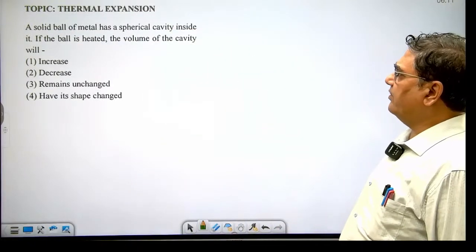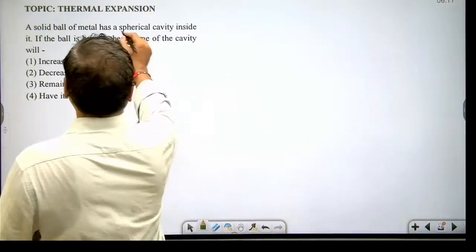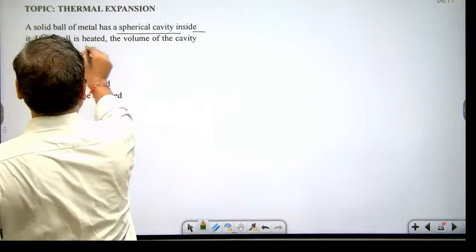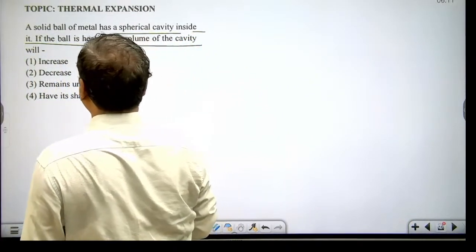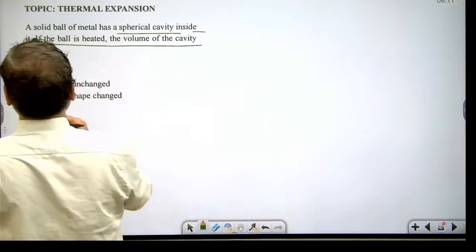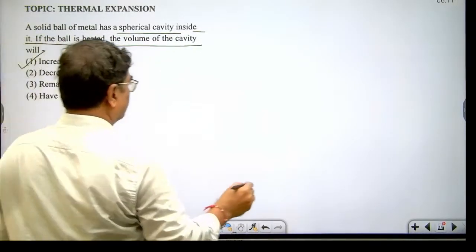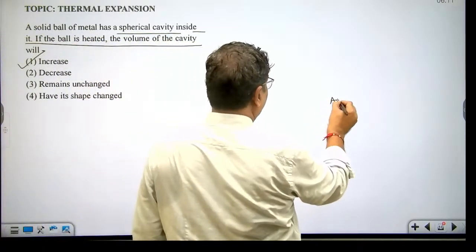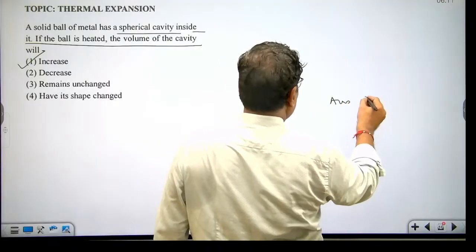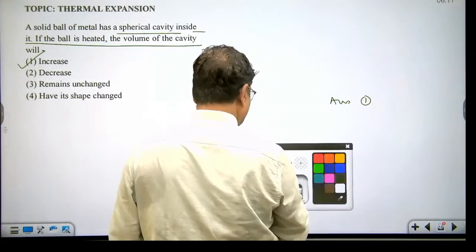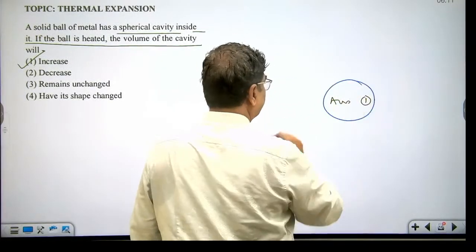A solid ball of metal has a spherical cavity inside it. The ball is heated, the volume of cavity will. Definitely the volume of the cavity will increase if the ball is heated. Out of 4 choices, the correct choice is option 1 because thermal expansion is just like photographic enlargement.